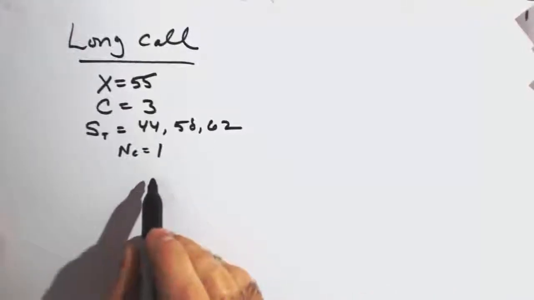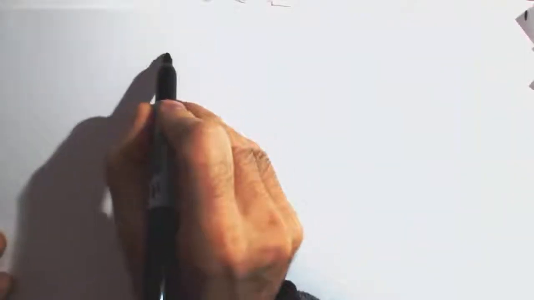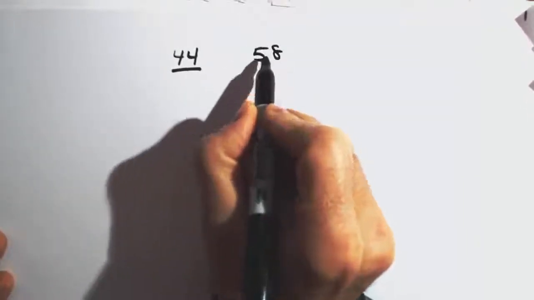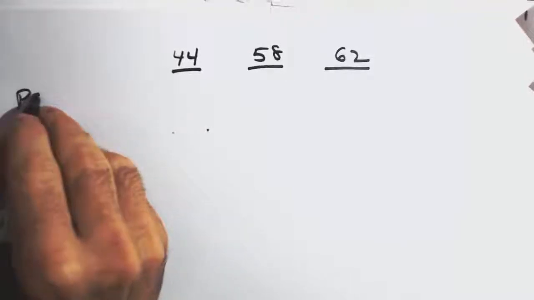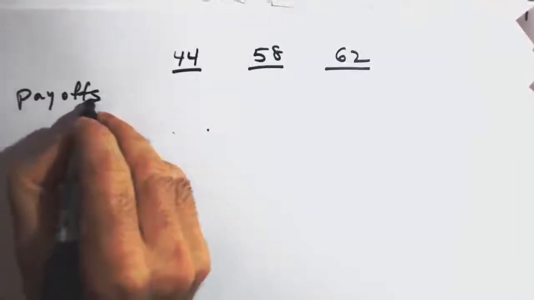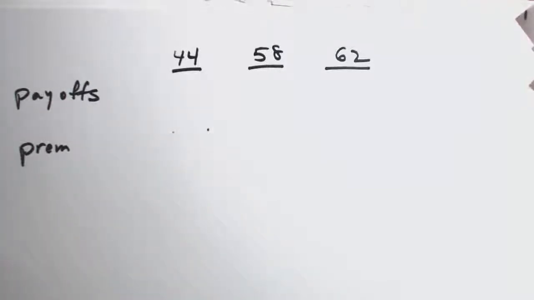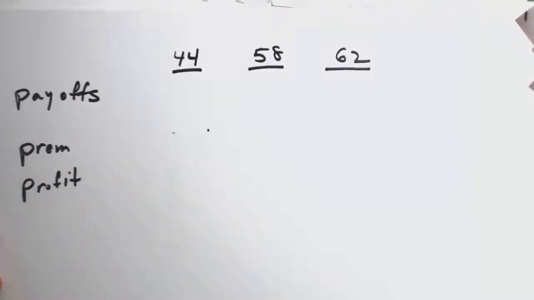Let me just get a new piece of paper. The way we're going to do this is we're going to look at the scenarios of 44, 58, and 62. We're going to look at the payoffs, and we'll look at the premium, in this case the cost that we're paying for the call, and then we're going to look at the profit.